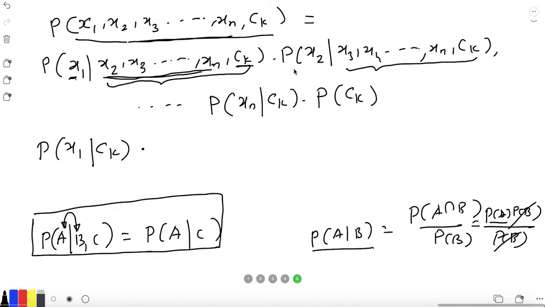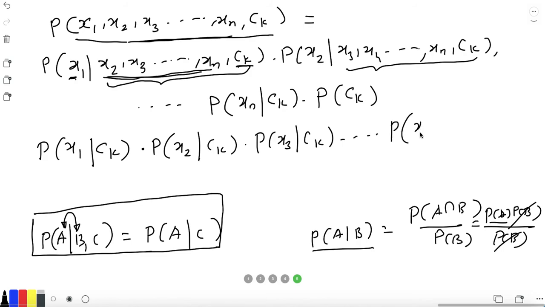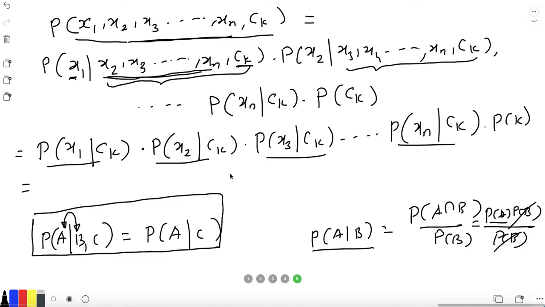Similarly, if I apply this, the features are conditionally independent of each other, right? So this will be probability of x2 given Ck. Likewise, the next term will be probability of x3 given Ck, and so on and so forth. It will be probability of xn given Ck into probability of Ck, right? That's what we get. So this is nothing but a product of probabilities, so I can write this product like this.